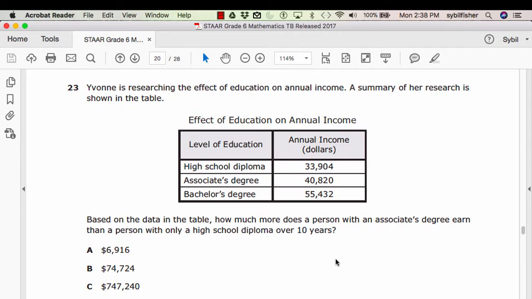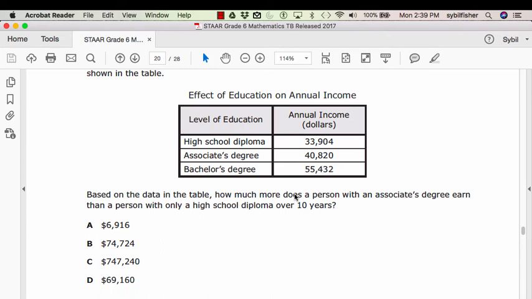Yvonne is researching the effect of education on annual income. A summary of her research is shown in the table. Effect of education on annual income. Level of education: high school diploma, associate's degree, bachelor's degree. Annual income: $33,904. Associate's degree: $40,820. Bachelor's degree: $55,434.